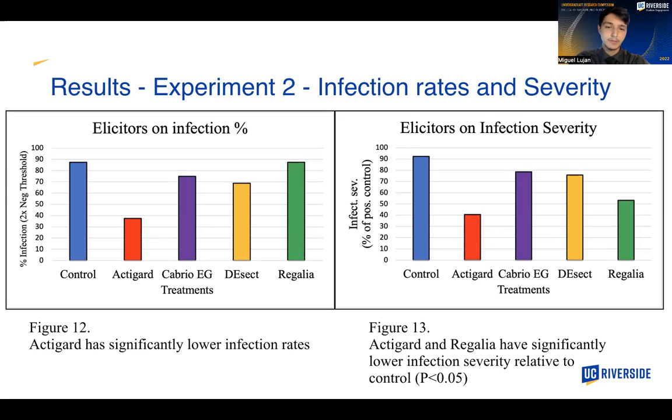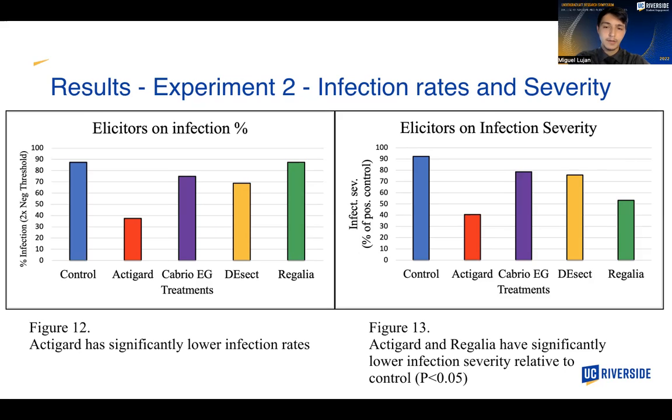If we look at Actigard, we can see that Actigard elicitor has reduced infection percentage by nearly half of that of control, with slight decreases with other elicitors. Though DSEC also has some decrease going on, we can see that Actigard is clearly the best elicitor in reducing infection percentage, which is also what we saw with Actigard working to decrease percentage of infection with preliminary data.